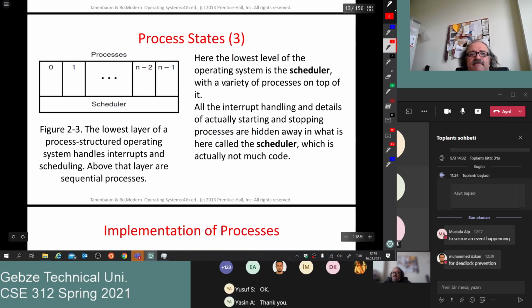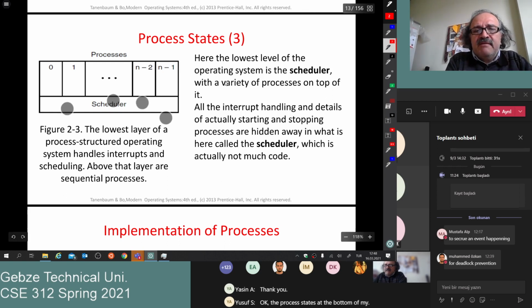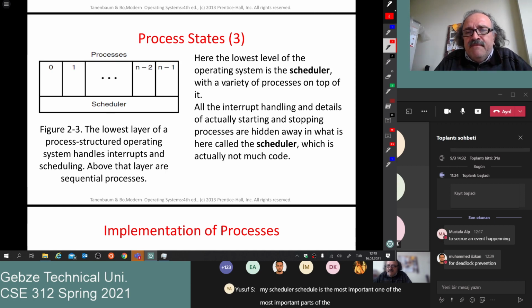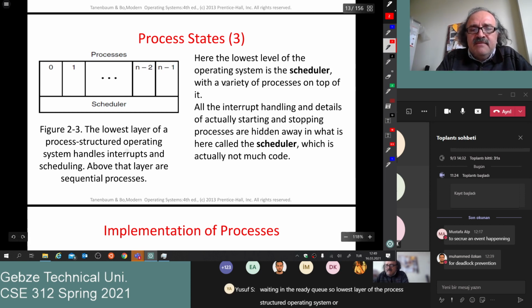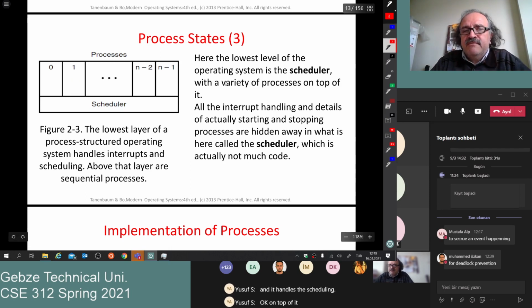Okay, the process states. At the bottom of my operating system, the lowest level on top of the hardware, I have my scheduler. The scheduler is one of the most important parts of the operating system itself. As the name implies, it schedules the processes. It decides which process should be running and which processes should be waiting in the ready queue. So this is the lowest layer of the process-structured operating system. It handles the interrupts and it handles the scheduling. On top of it, we have our processes running.